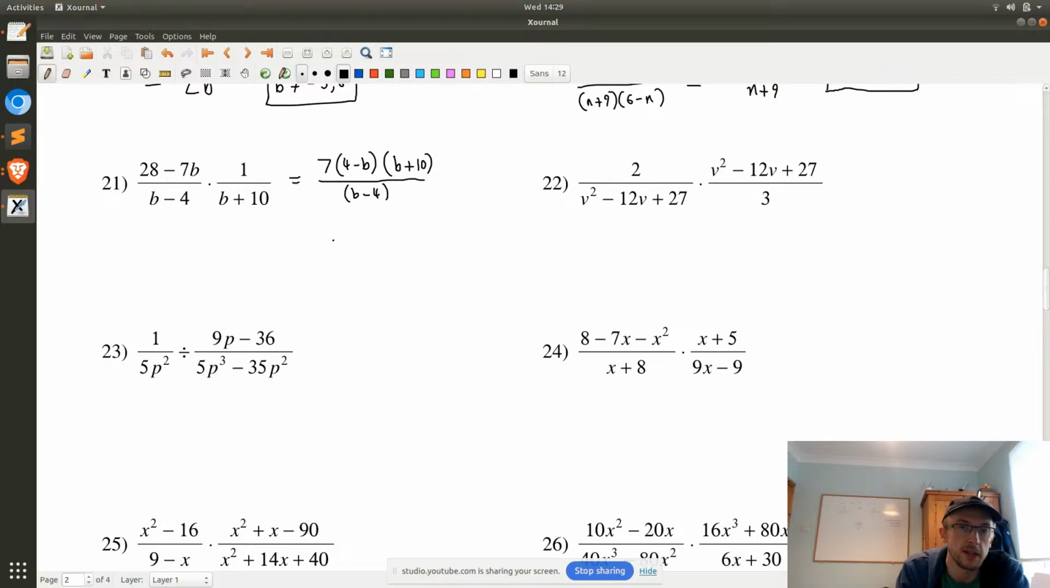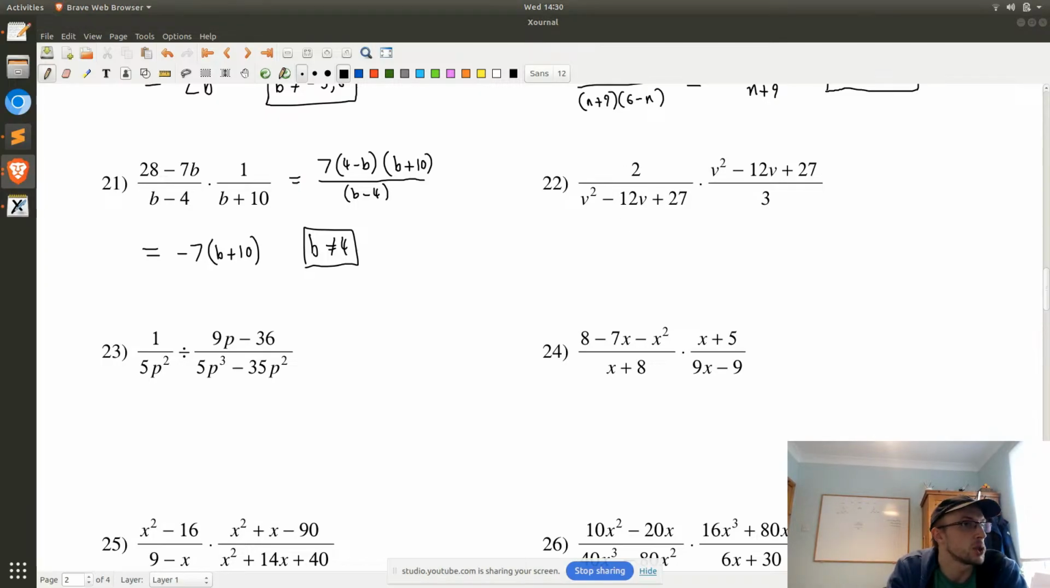That's the arithmetic complete. Who's excluded? The answer is 4. B may not be 4. And now simplify things. So we have negative 7 of b add 10, but they may write it as negative 7b take 70. And moving on now.